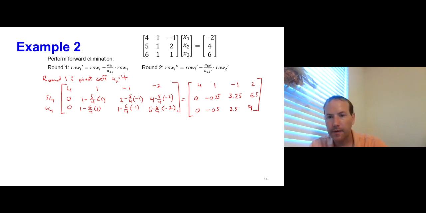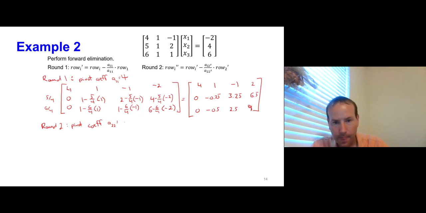Okay, so we just survived round 1 of forward elimination, and so now we need to change our pivot coefficient and apply round 2 of elimination. So in round 2, our pivot coefficient A22 equals -0.25.